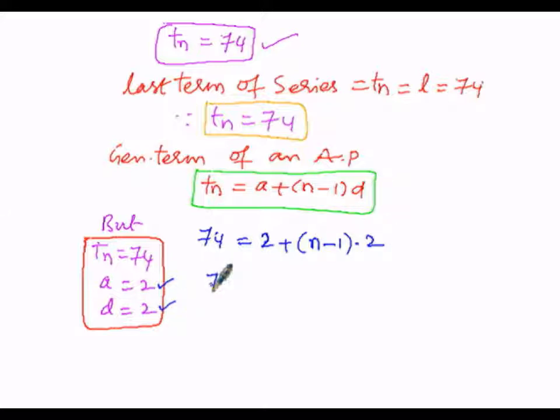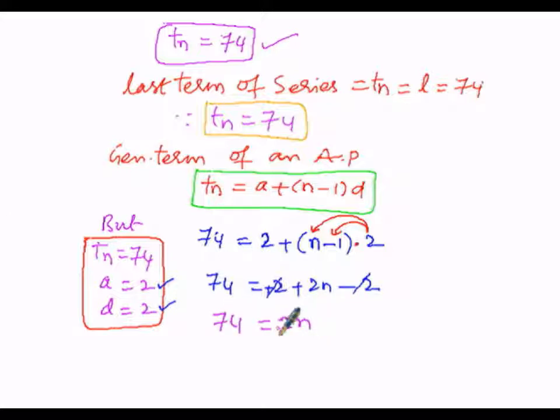So 74 equals 2 plus, and here the entire bracket must be multiplied with this 2. So 2 must be multiplied first with n, then with 1. The next logical step: 2 into n is 2n, positive, plus 2 into minus 1 is minus 2. On further simplification on the right hand side, this 2 is negative and this 2 is positive, so plus 2 and minus 2 get cancelled. So by interchanging, the next logical step is 74 equals positive 2n.